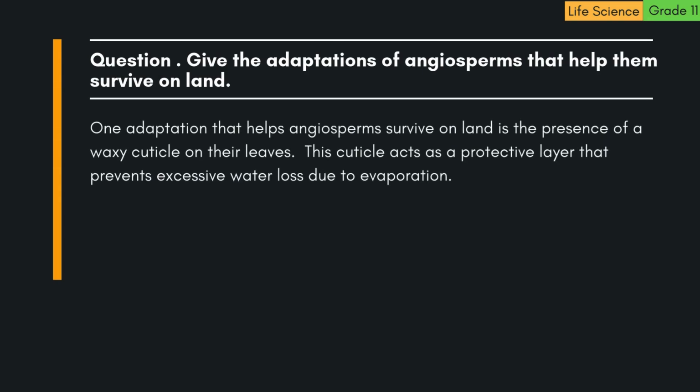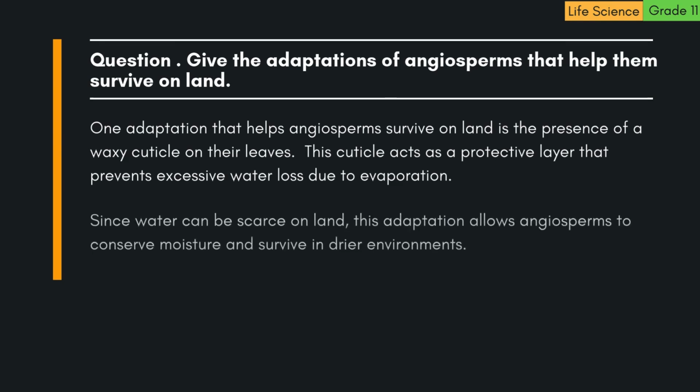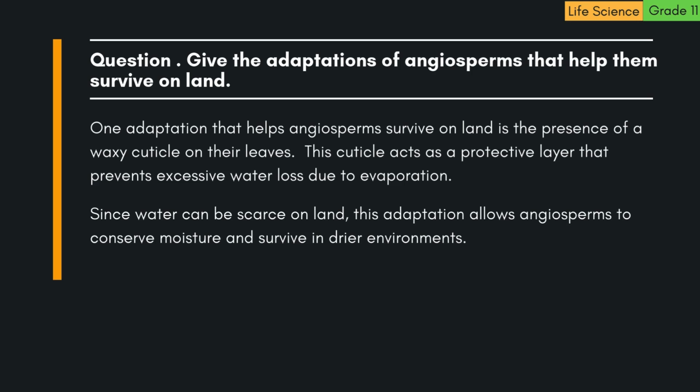1. One adaptation that helps angiosperms survive on land is the presence of a waxy cuticle on their leaves. This cuticle acts as a protective layer that prevents excessive water loss due to evaporation. Since water can be scarce on land, this adaptation allows angiosperms to conserve moisture and survive in drier environments.